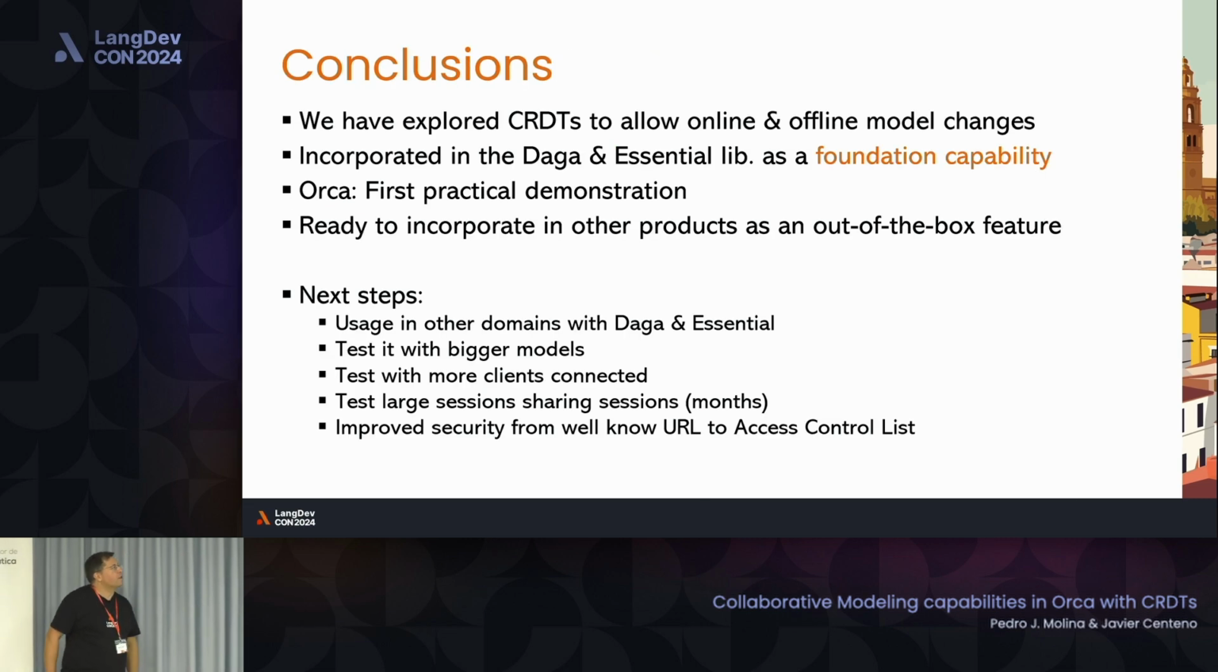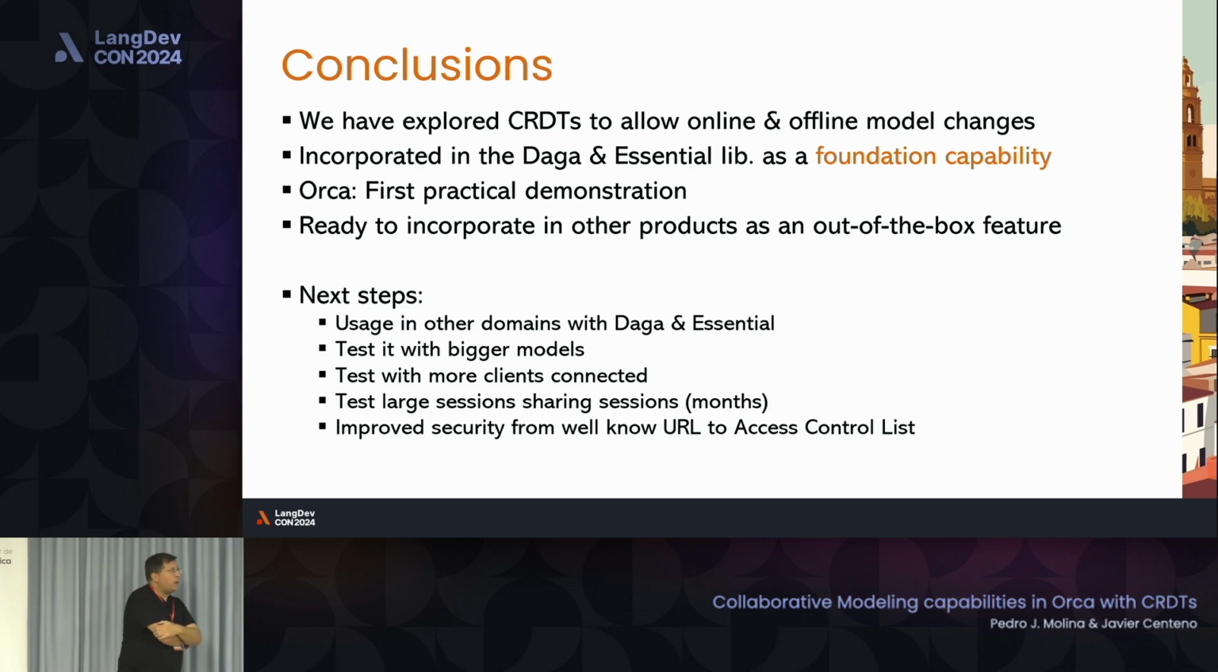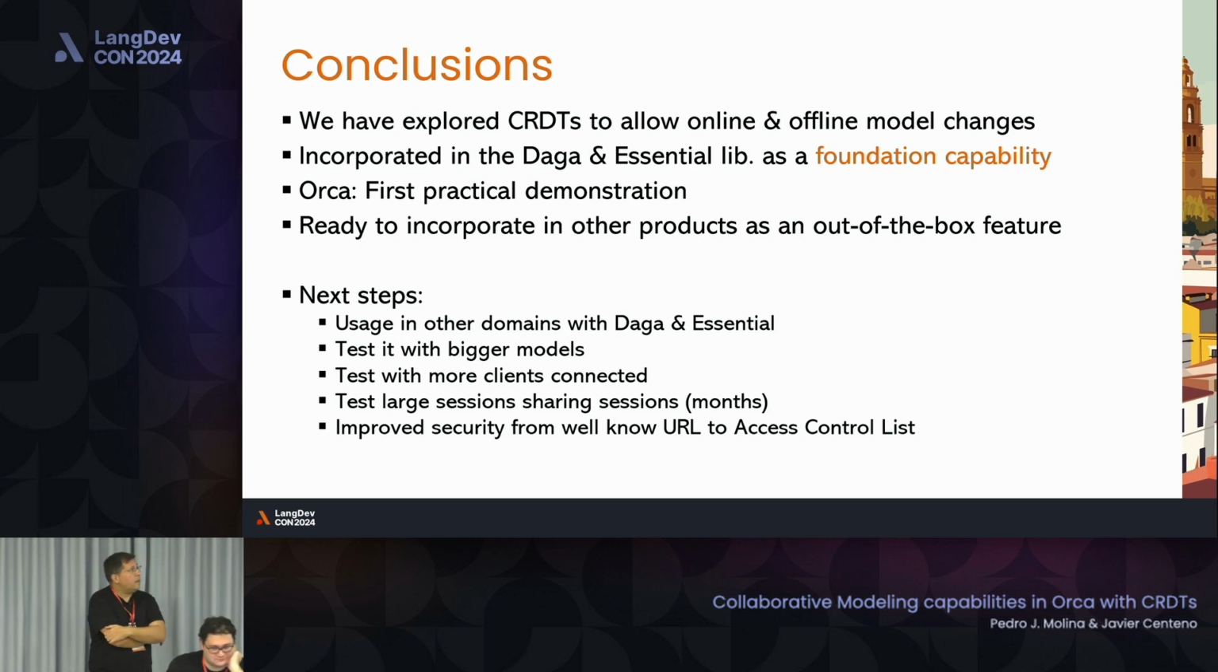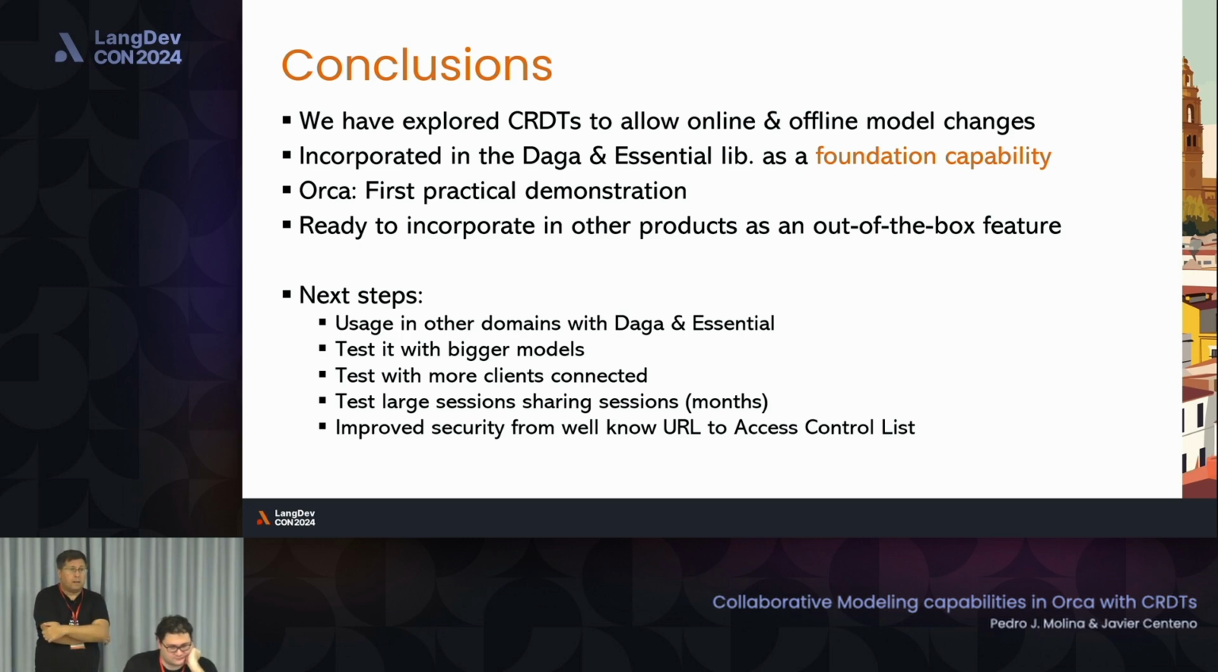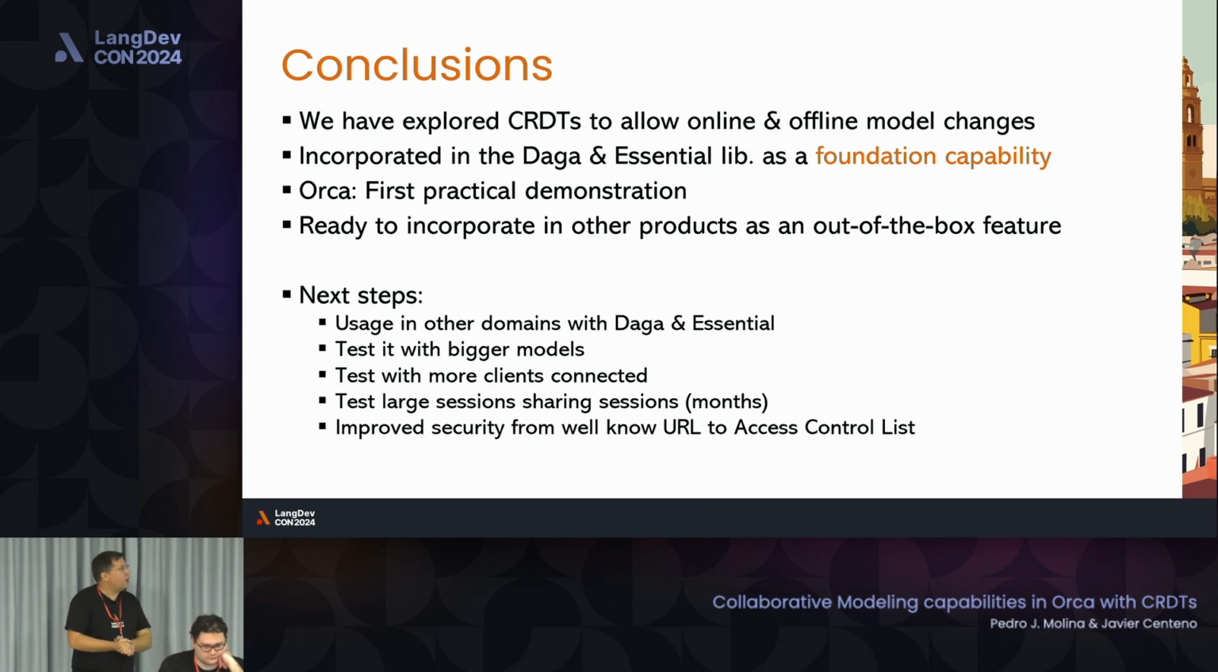So some conclusions. We have explored CRDTs to allow online and offline model changes. We incorporated this in Daga and Essential as a library, as a foundation capability for our next models and diagrams or DSLs, to have this also when it makes sense. So Orca is just the first practical example, because we had to build the infrastructure to show something. We are ready to incorporate it into other DSLs.